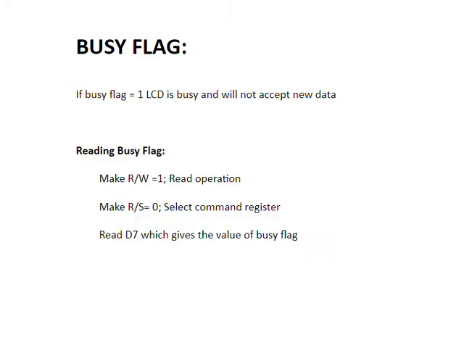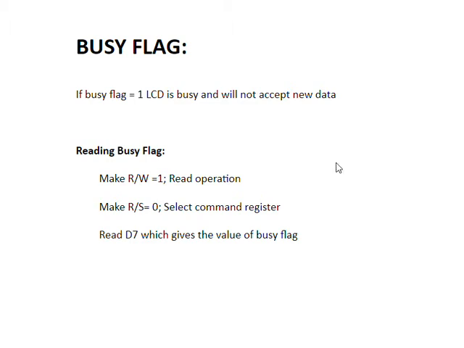The first thing to look at is the busy flag. The LCD will not accept a new data or command if it is busy. So that is indicated by the busy flag. If the busy flag is equal to 1, it means the LCD is busy and it will not accept a new data or a command if we send one to it. So before we send a new data or command, we should monitor the busy flag and make sure that it is equal to 0. So we have to read the busy flag, which is part of the command register.